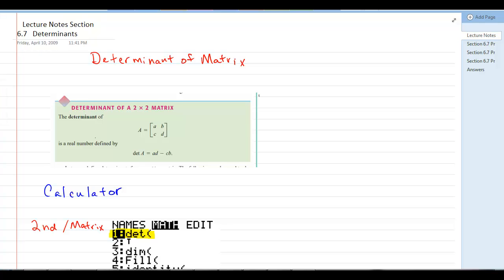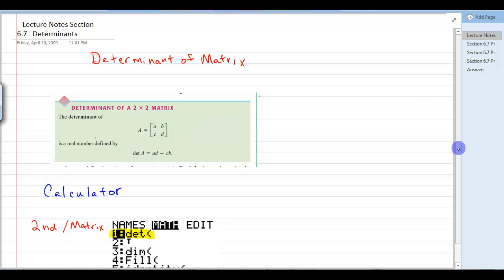All right, this is section 6.7, determinants of matrix. We're just going to barely touch on this just to get a feel for a determinant and how to find it in our calculator. When you find the determinant of a 2 by 2 matrix, you're literally doing some cross multiplication. You're doing A times D minus this product. So that's a real number defined by this product minus that product.